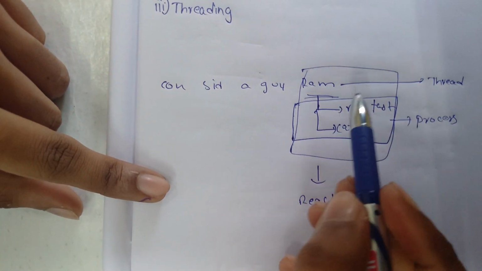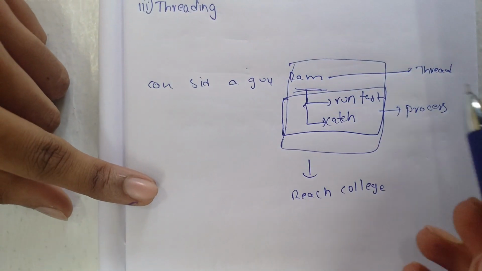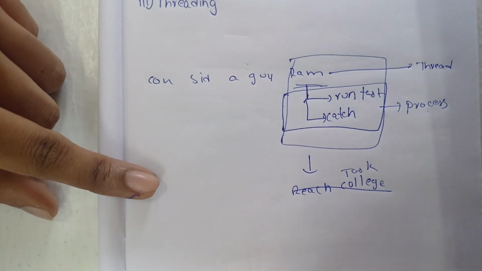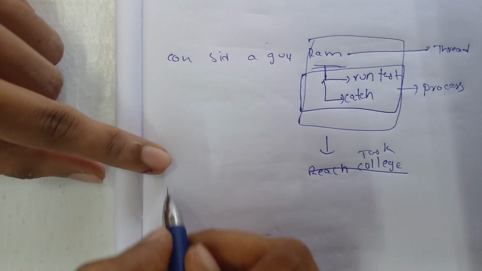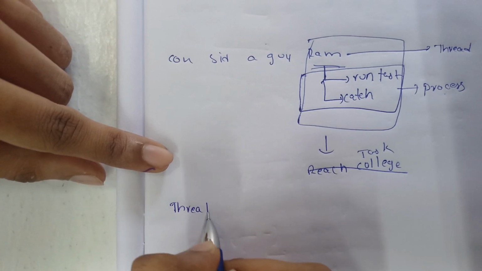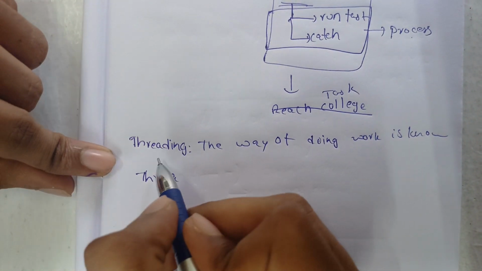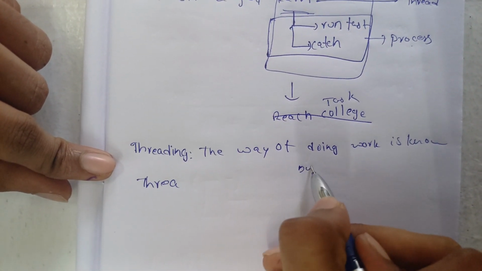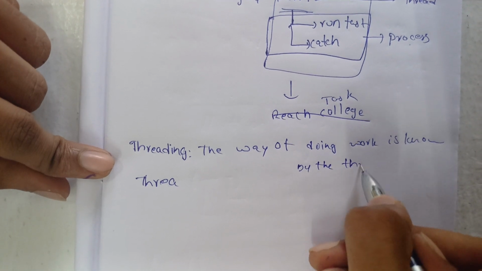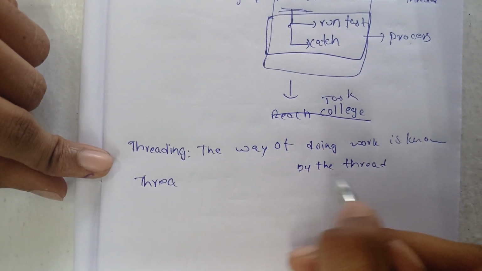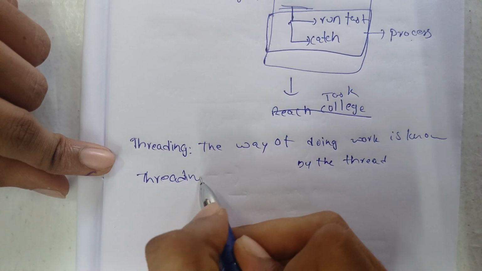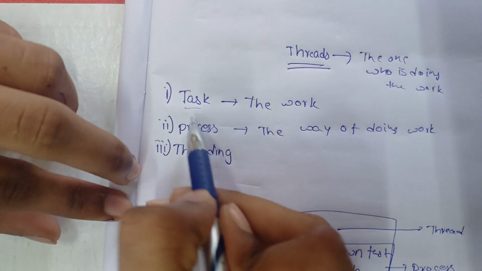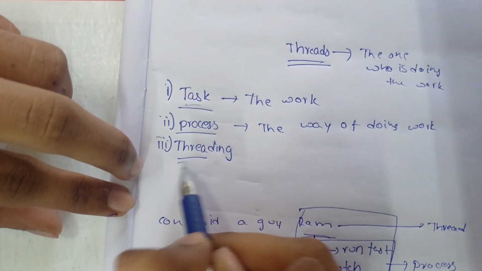Hope all of you come to know about the concept of thread, process and task. Okay, now coming to threading. The way of doing work by the thread, this is the most important. The way of doing the work by the thread is known as threading. Hope all of you come to know about the concepts of task, process, thread and threading.